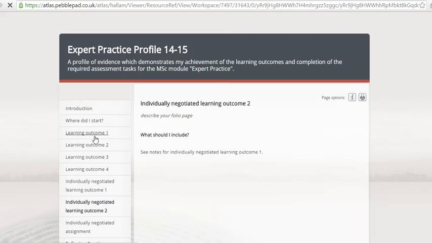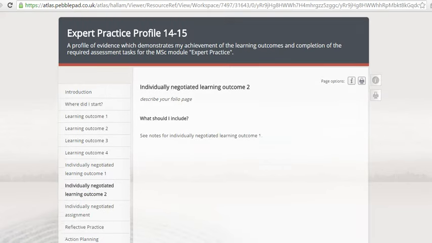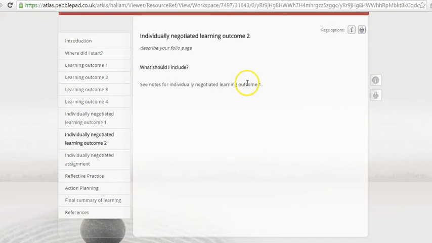If we go on to individually negotiated learning outcome 2, you can either put your assignment in here or attach your assignment in this bit here. But again, you can basically either cut and paste that in or you can attach it as an asset. It really is up to you.